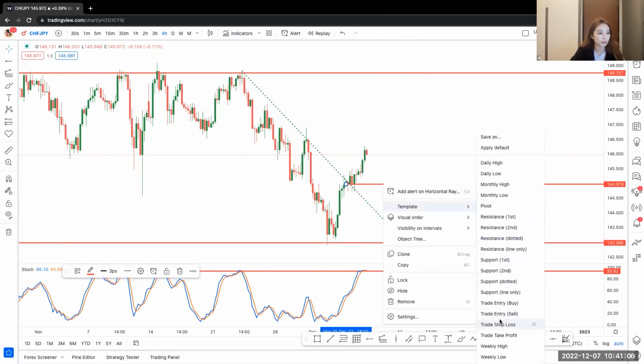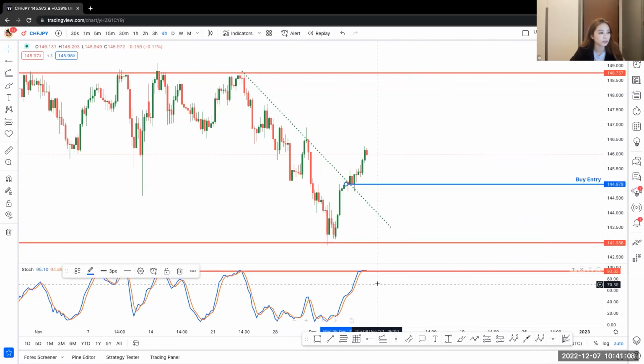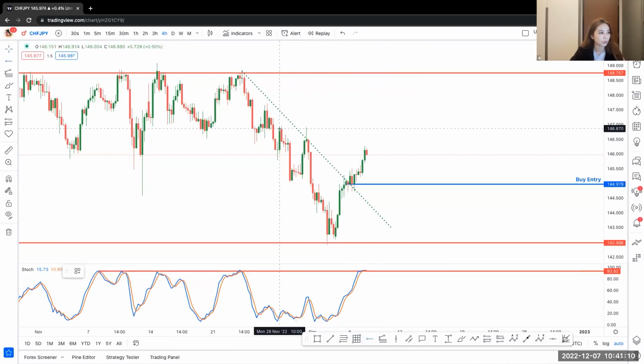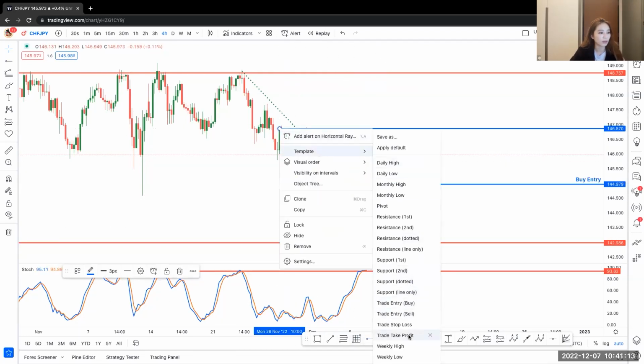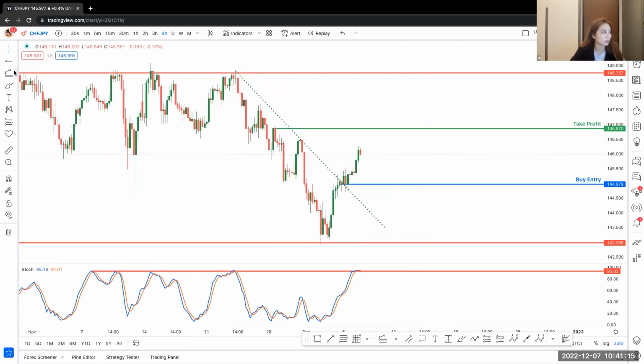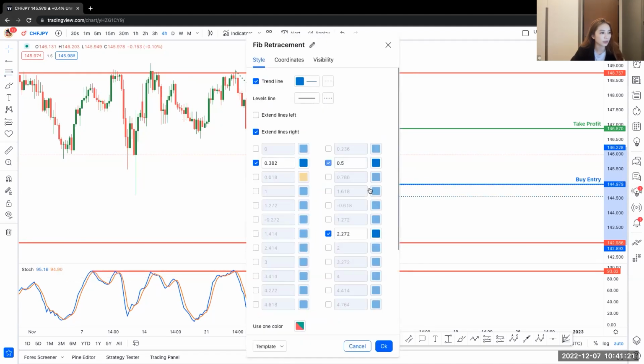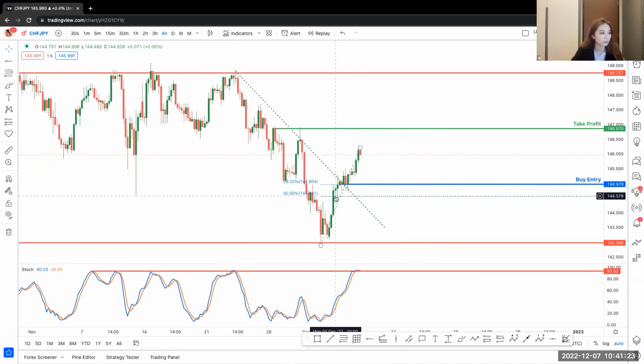So my opinion is that if there's a chance that it drops back down, we could go in from here and take profit here. So we're looking at a 38.2% drop back, looking at a 50% stop loss.